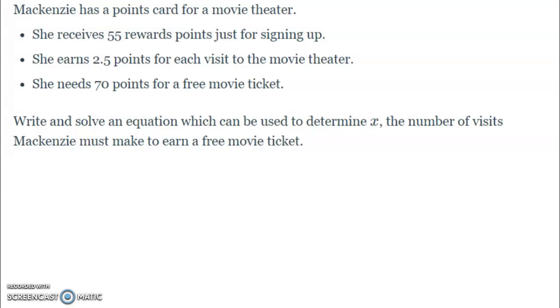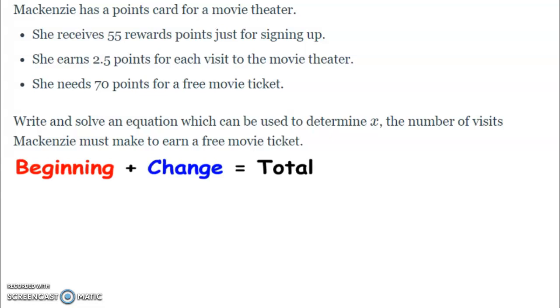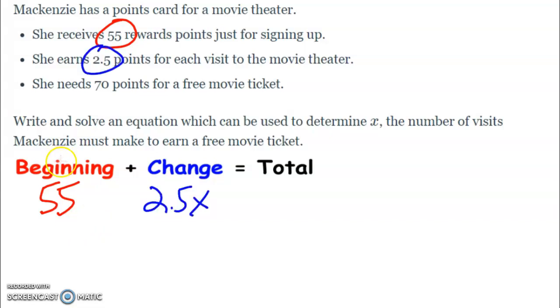So, where does she begin? She begins with 55 points. Okay? So you've got the beginning, the change, and the total. Alright, it changes 2.5 points each visit she goes to the movie theater. So the 2.5 times the total number of visits, plus the 55, will get a total number, which is 70.